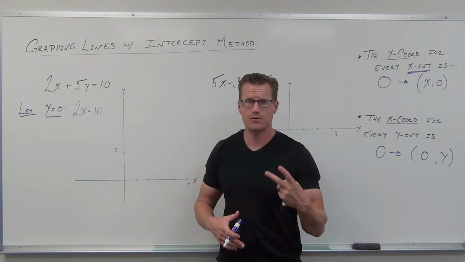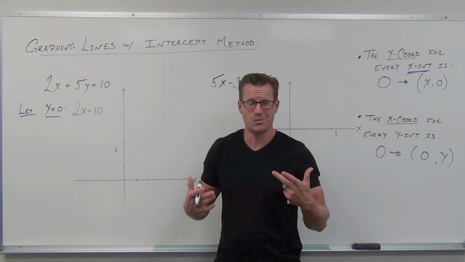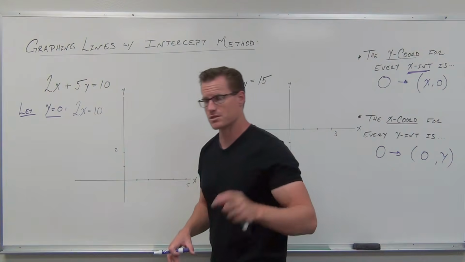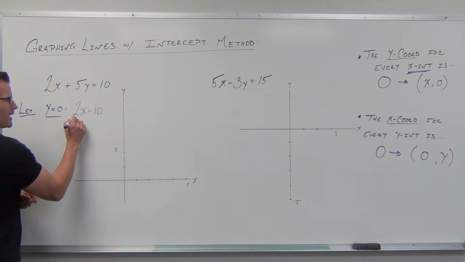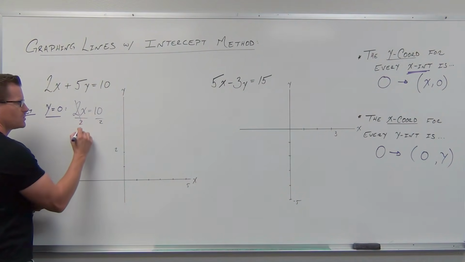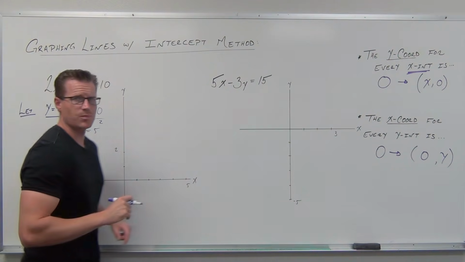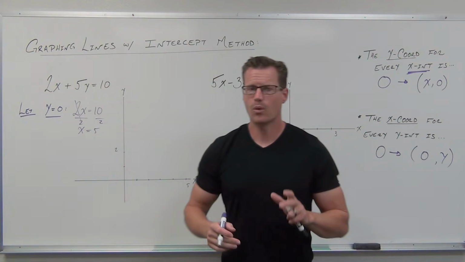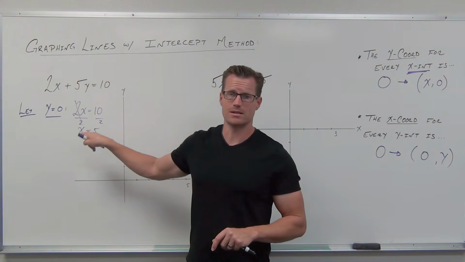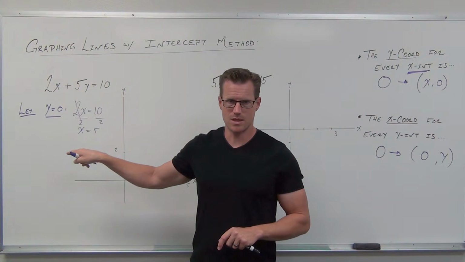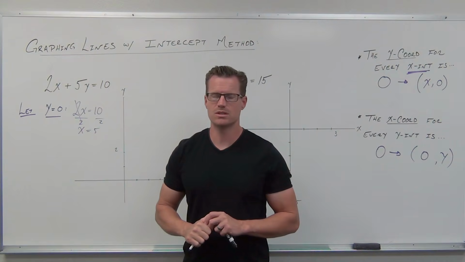Because if you find both of your intercepts, that's 2 points. You really only need 2 points to graph a line with this method. So let's divide. Y'all know how to do this. Let's divide by 2. We get x equals 5. Now you stop right now. I don't care what class you're in. I want you to write that as a point. Do not tell me that the x-intercept is 5. Please, please don't do that to me.